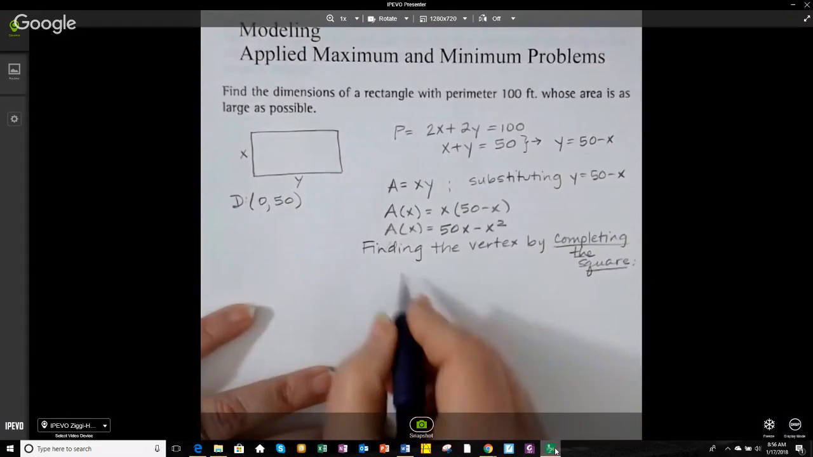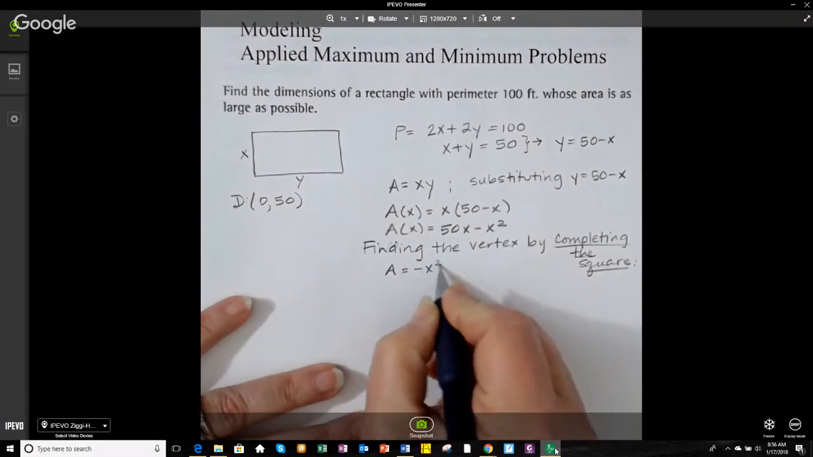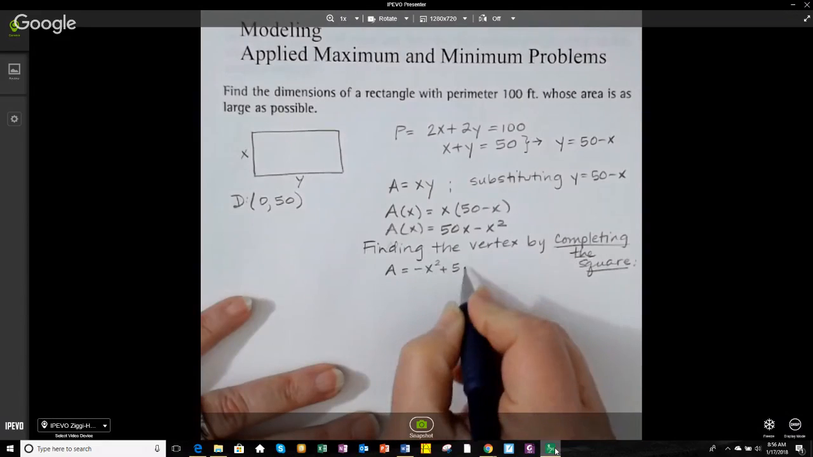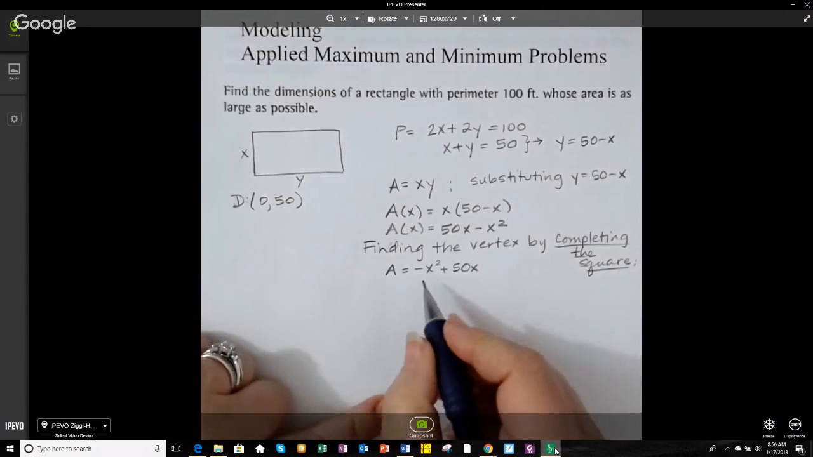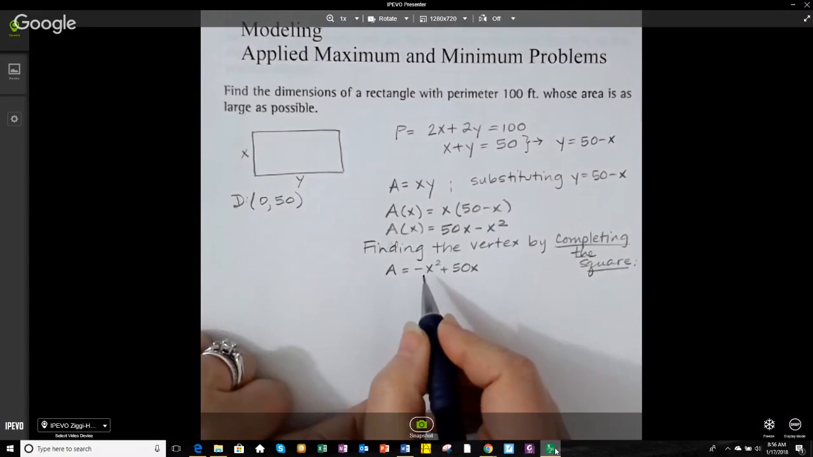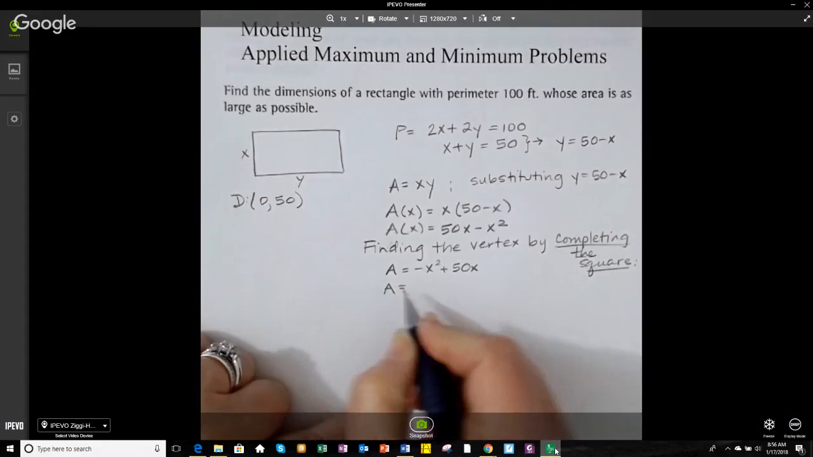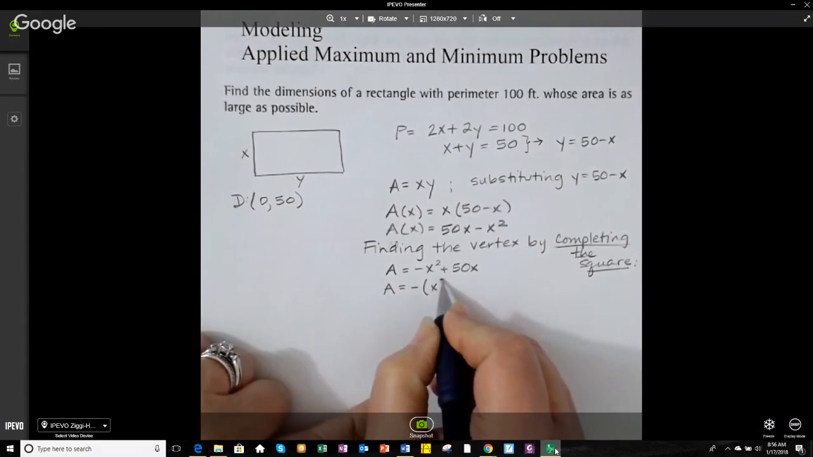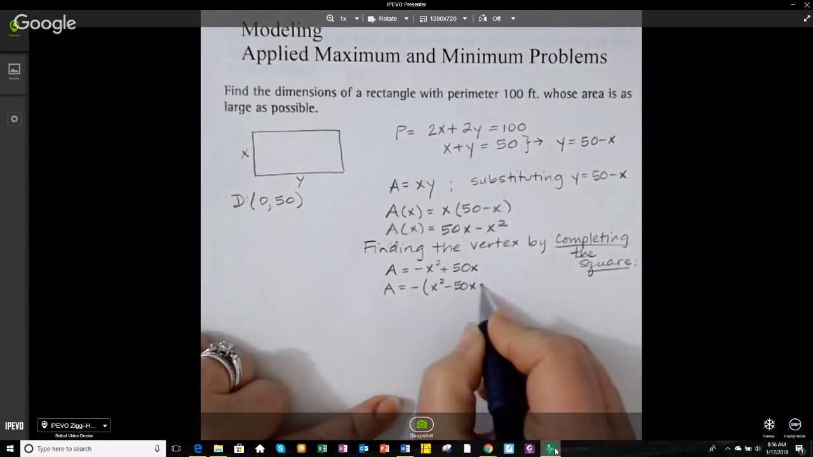Okay, so I'm going to rewrite my equation as A equals negative x squared plus 50x. Now, in order to complete the square, I have to have a positive 1 in front of my x squared term, which I don't have. So I'm going to factor out a negative here, and then I get x squared, and I have to flip this sign, minus 50x plus something.